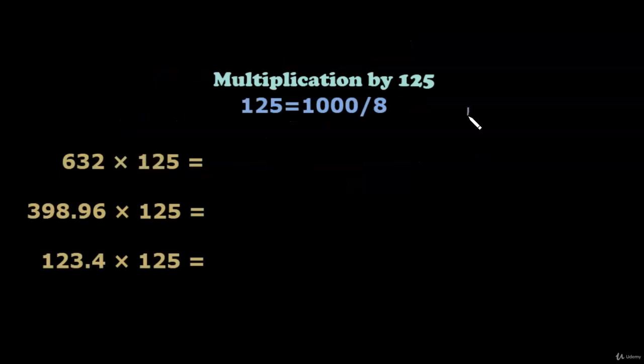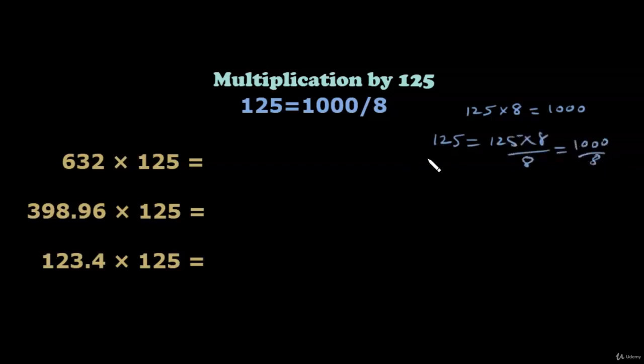Now we know that 125 when multiplied by 8 gives 1000. So we are using this technique over here. For 125, we will multiply and divide by 8. So this will become 1000 by 8. If we multiply 632 directly by 125, it's going to take lots of time. So instead of multiplying by 125, if we multiply by 1000 divided by 8, it's going to give the answer very fast. 8 can divide this, giving 79,000.